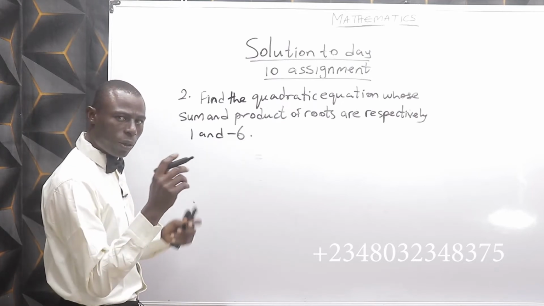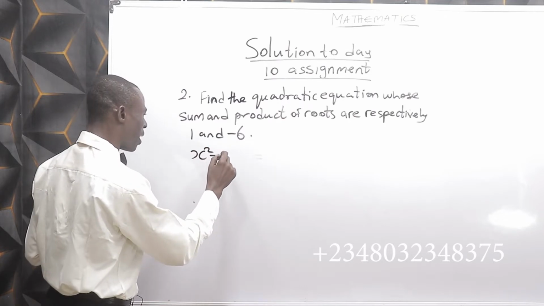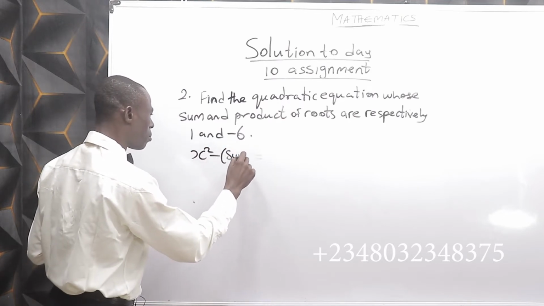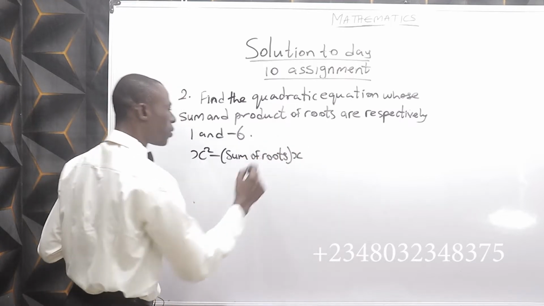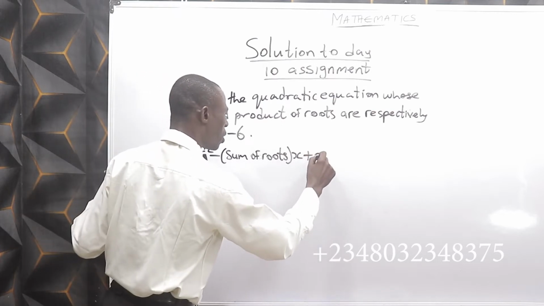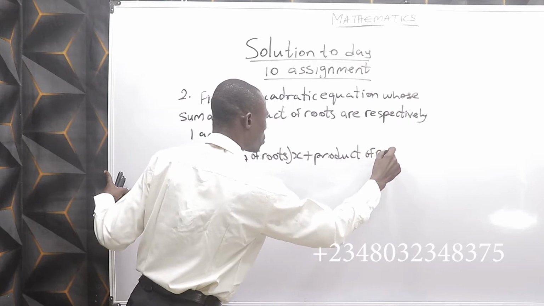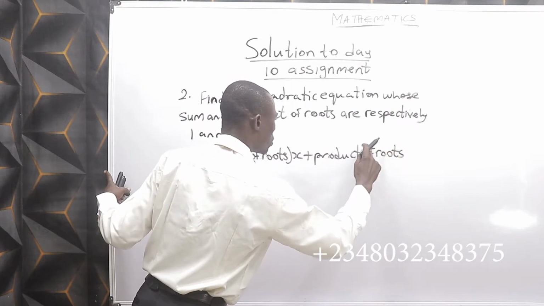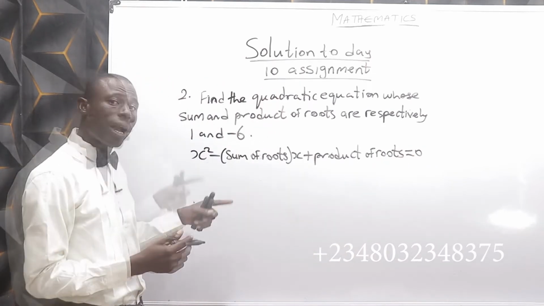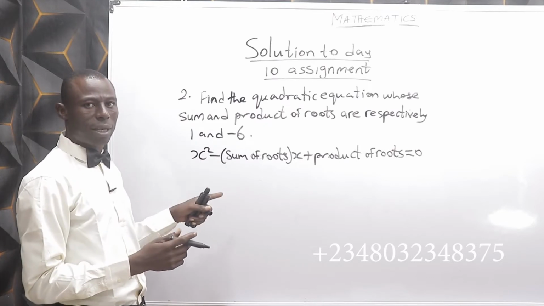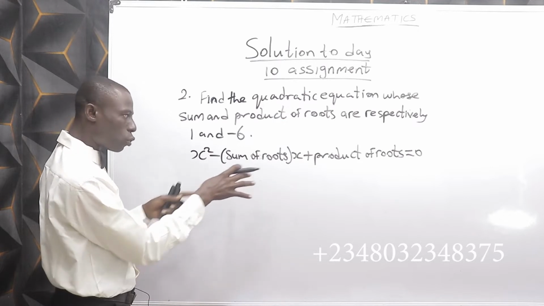Remember, I taught you a quadratic standard where we write x squared minus sum of roots into x plus product of roots equals 0. This is the quadratic standard that you are expected to use in this regard. And how do you use it? Just substitute the sum and products given to you into this standard.